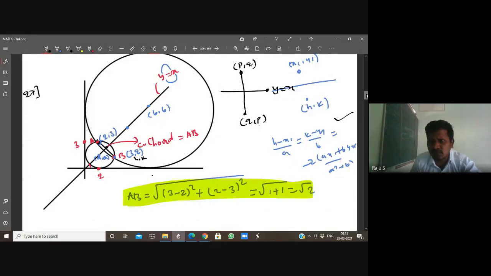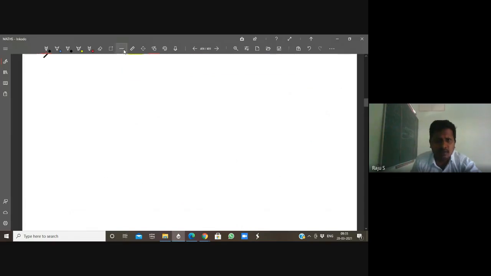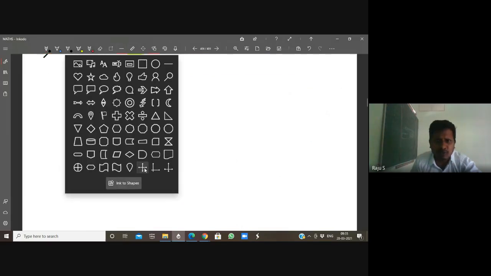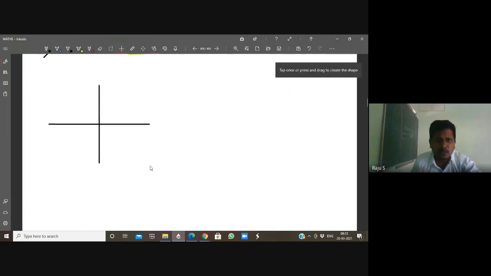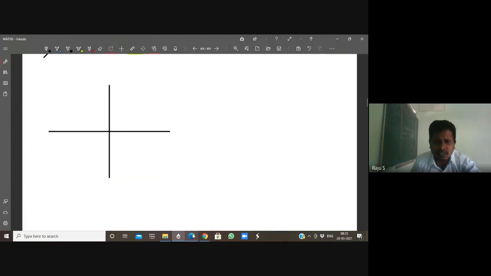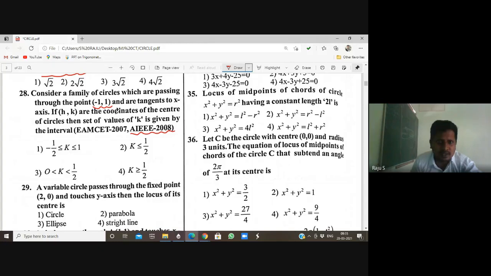Circle equation means take the x-axis and y-axis. Look at here, I'm taking this. Here there is a circle which touches the x-axis. Look at here, the circle is tangent to the x-axis, and the x-axis is a tangent passing through this point.